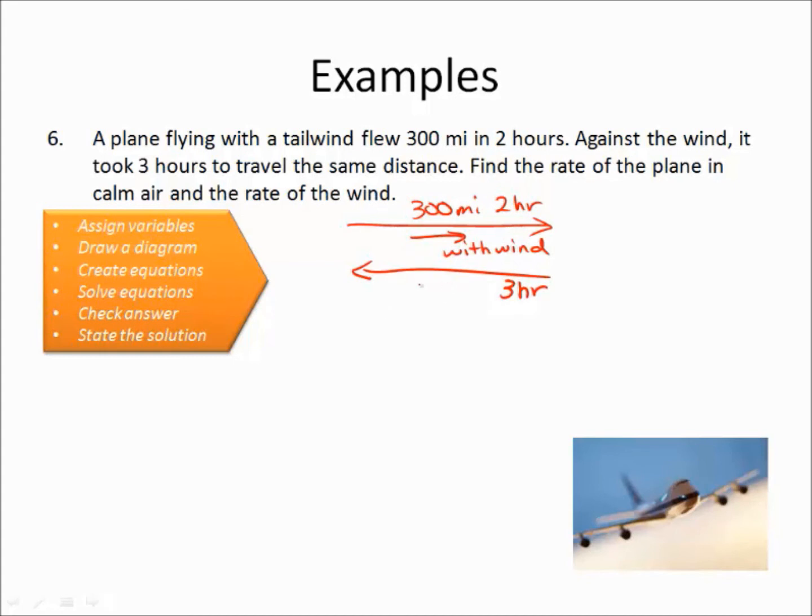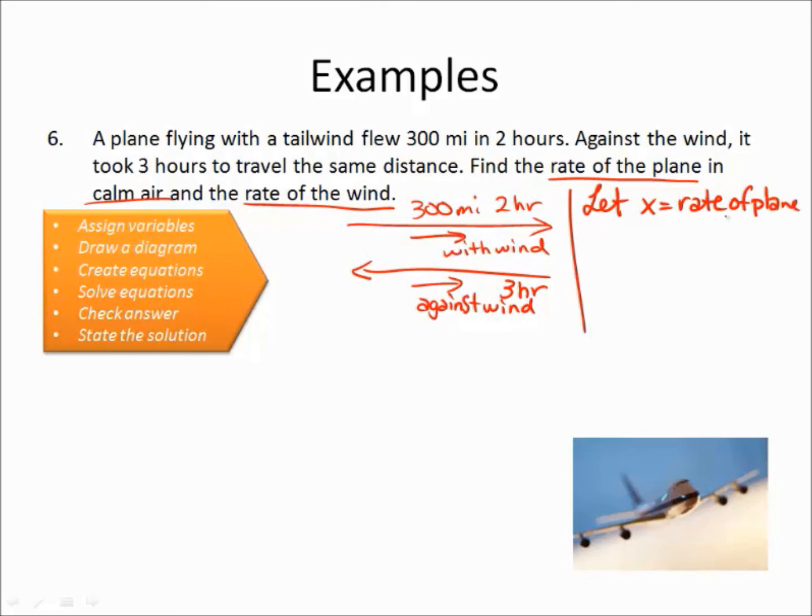So there's an opposite wind against the wind. They want us to find the rate of the plane in calm air and the rate of the wind. So they've given us the 2 variables that they want us to use. So let's let x be the rate of the plane in calm conditions and y be the rate of the wind.